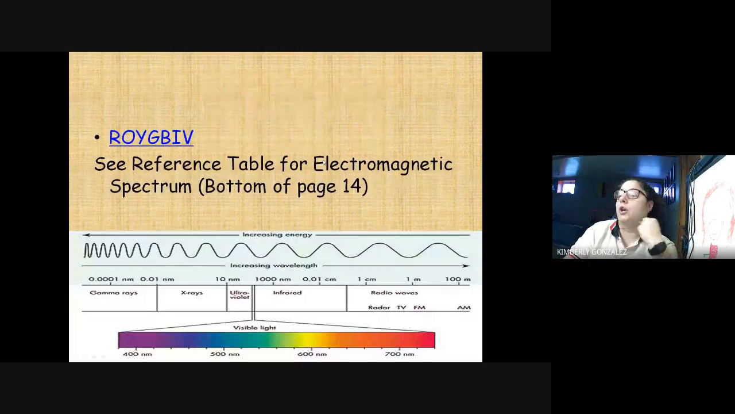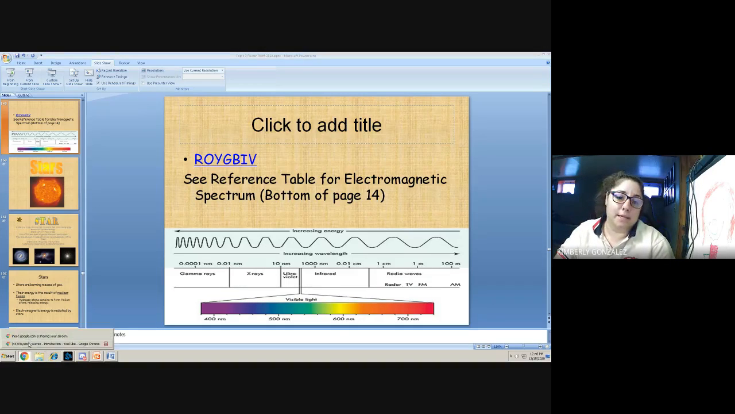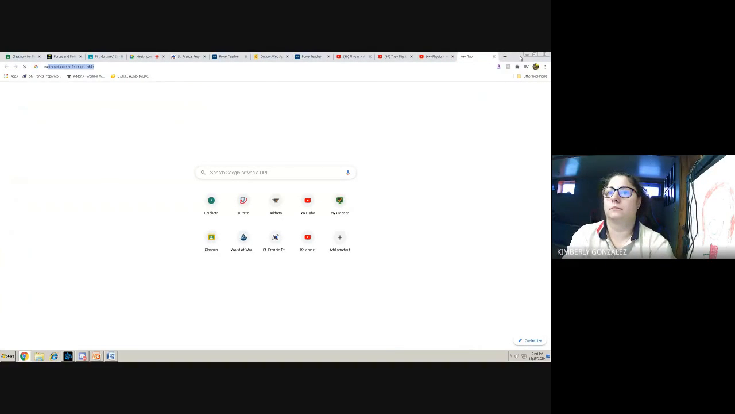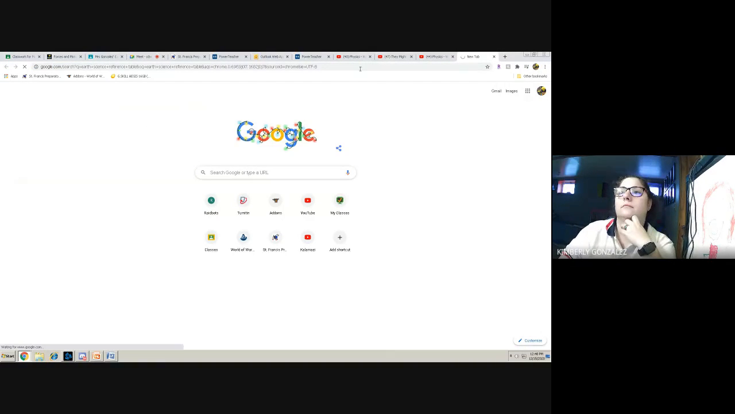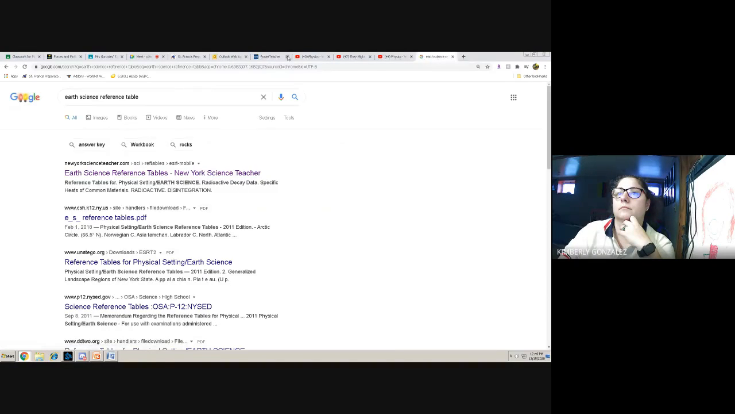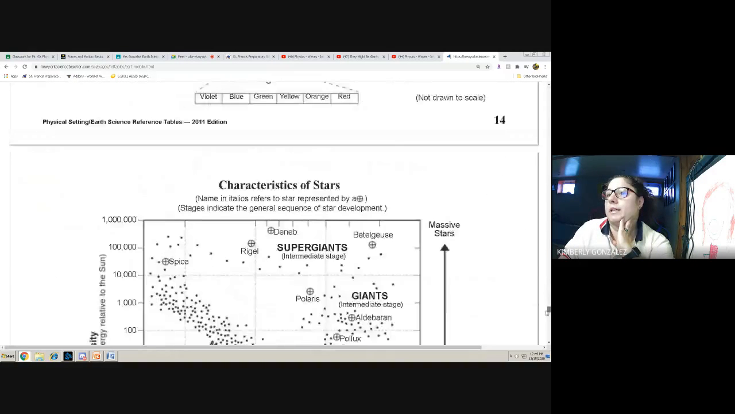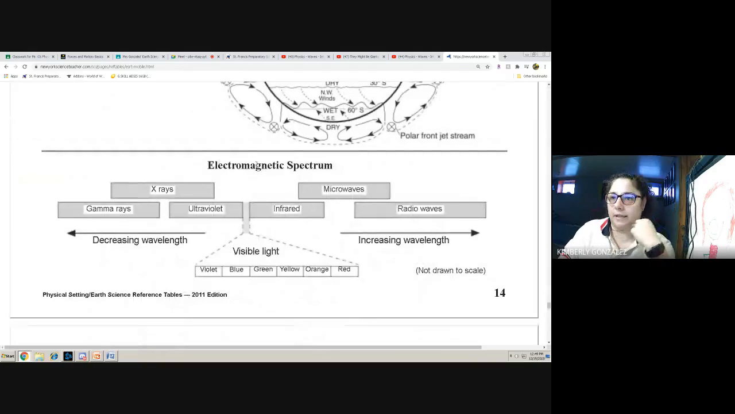Okay? Now, if you were looking at your reference table, page 14, you have this. The only thing that you do not have is the actual wavelength sizes. I still don't understand why they took that out, but they did. So let's look at the reference table. Right, so page 14, you guys are all looking at page 14, right? Here we are. Here's the electromagnetic spectrum.